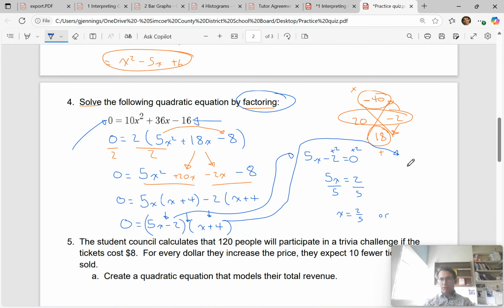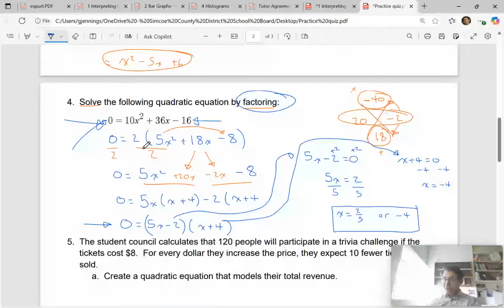Okay. If x plus 4 were 0, that would certainly make this equation true, because you would have something multiplied by 0. Okay. Let's get rid of those. There's a lot of them. Okay. If x plus 4 equals 0, we subtract 4 from both sides. That's why this sign flips. X equals minus 4. So x is equal to 2/5 or minus 4. These are our two solutions to this equation. We could plug them in and check and make sure it's true, but I assure you it's true.